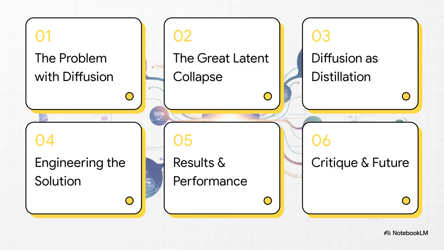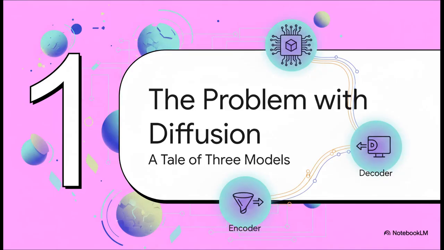So here's our roadmap for today. First, we're going to pinpoint exactly what's wrong with the way we do things now. Then we get to the real mystery. We'll look at the obvious fix and why it fails so spectacularly, a phenomenon the authors call the Great Latent Collapse. The key to cracking this case comes from a really brilliant new perspective, looking at diffusion through the lens of self-distillation. And once we get the real problem, we can walk through their super elegant solution, check out the amazing results, and then wrap up with a look at what this all means moving forward. All right, let's dive right in.